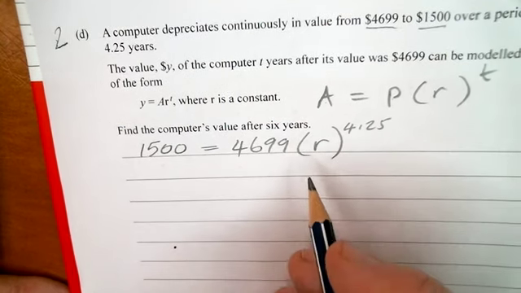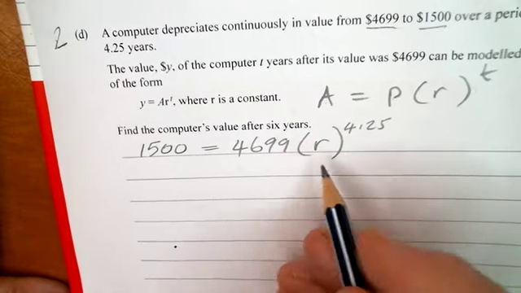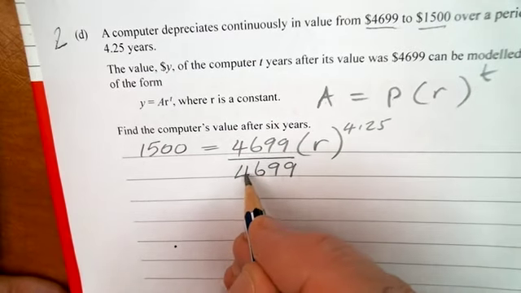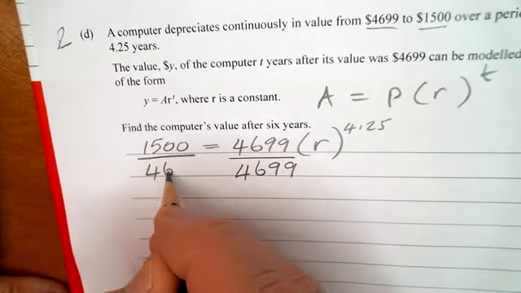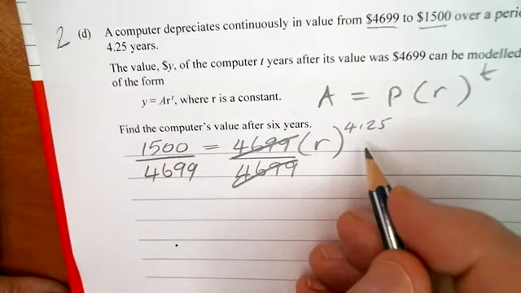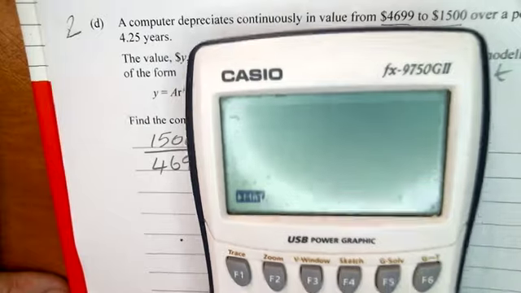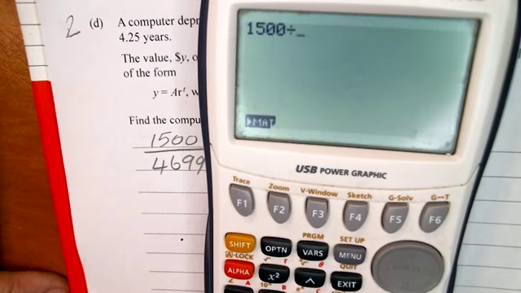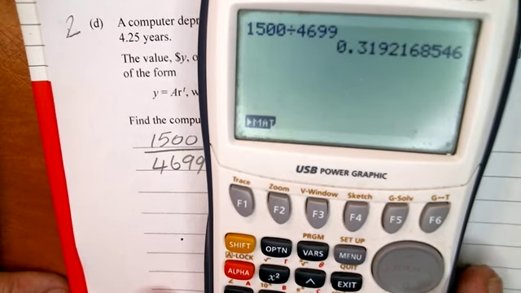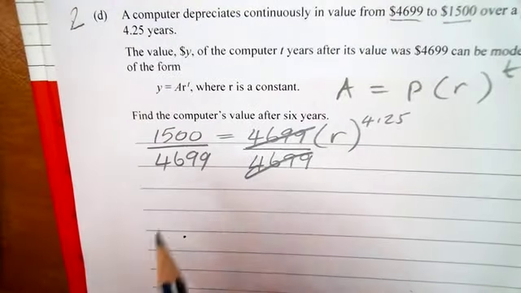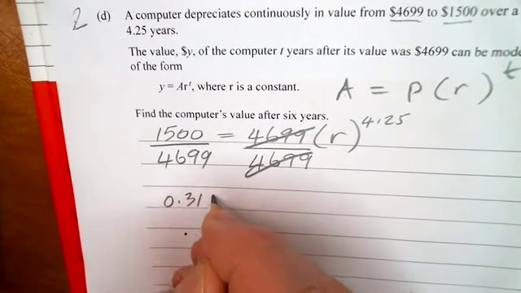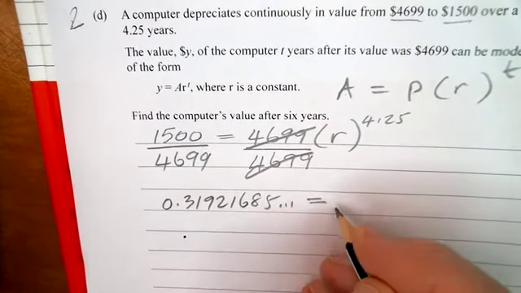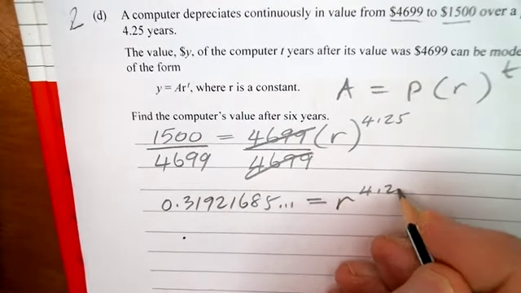Okay, all right, so what have we got? So first of all, I'm going to find R. To find R, I'm going to first of all dispense with this bit here, divide both sides by 4,699, there it is, it's all gone. So now we're left with this bit here. So let's find 1,500 divided by 4,699, and we get 0.31921685... is equal to R to the power of 4.25.